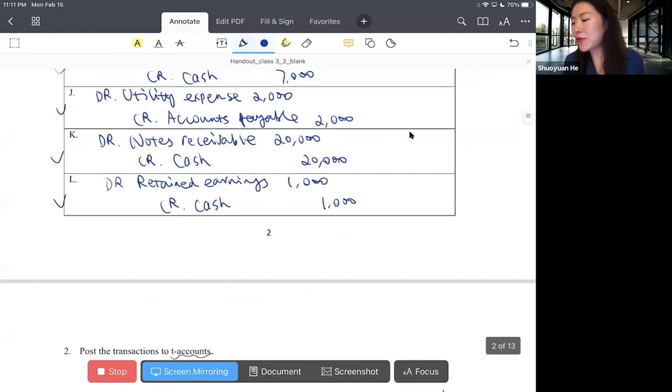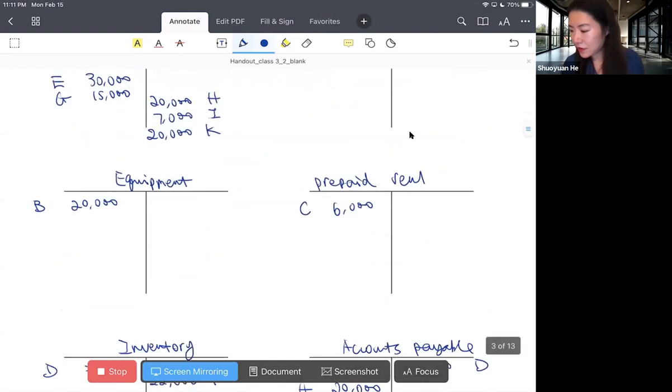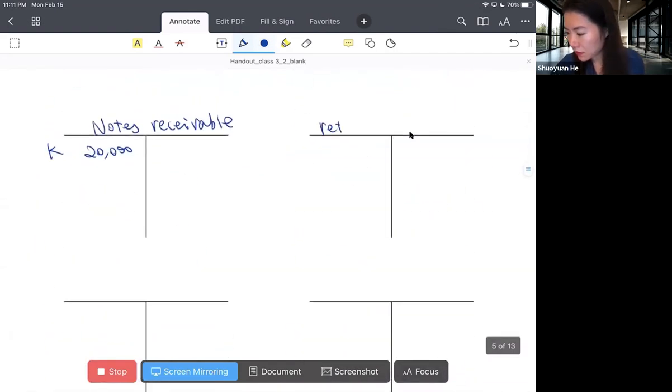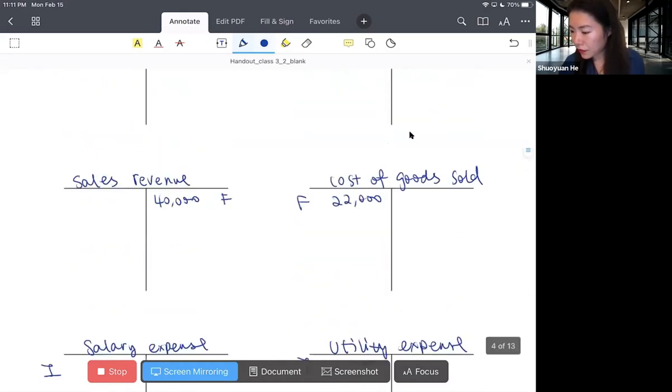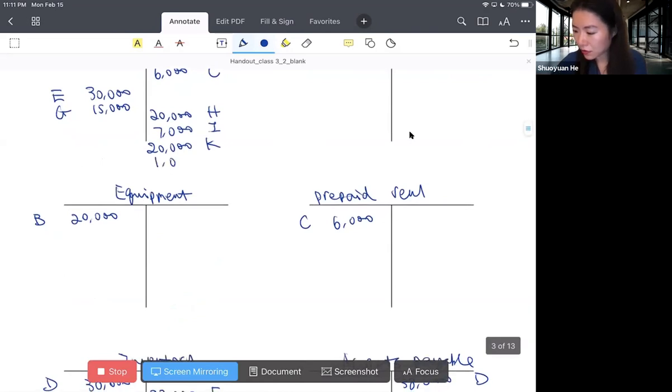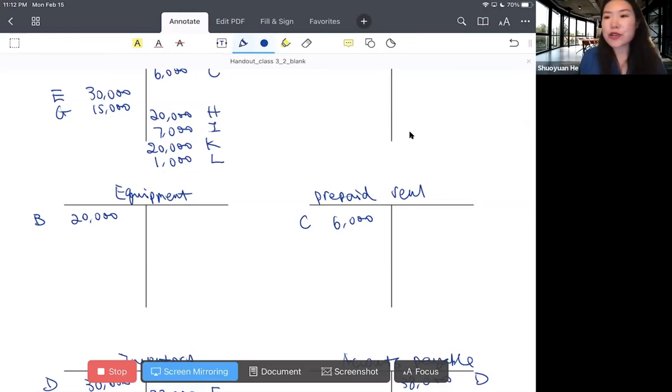Transaction L, debit retained earnings 1,000, credit cash 1,000. Credit cash 1,000. So this is the fourth step, which is posting to ledger accounts.